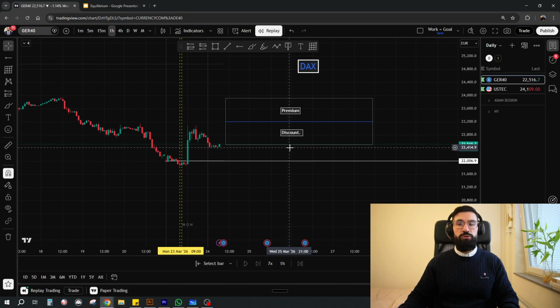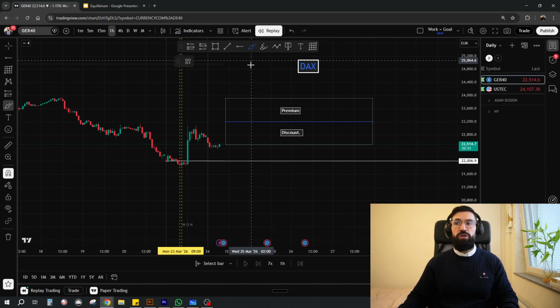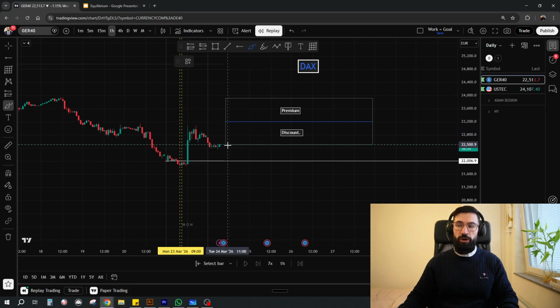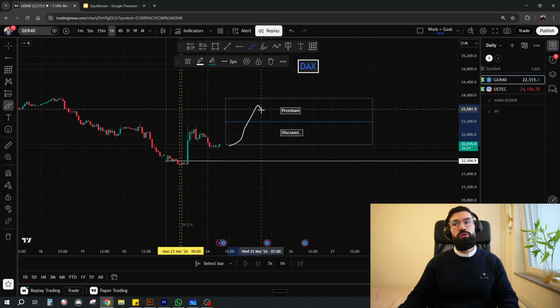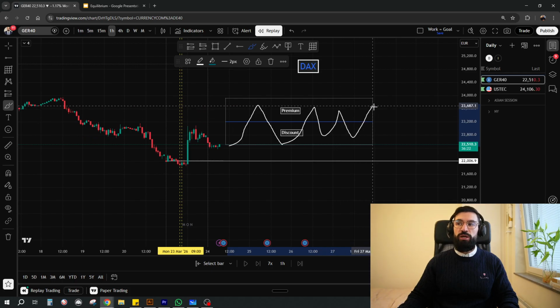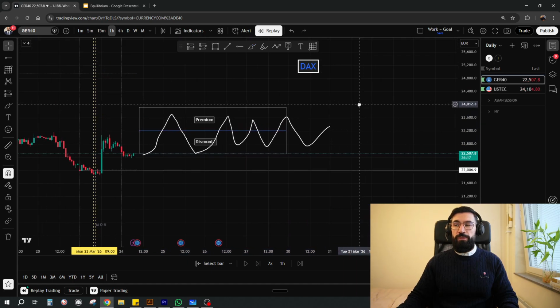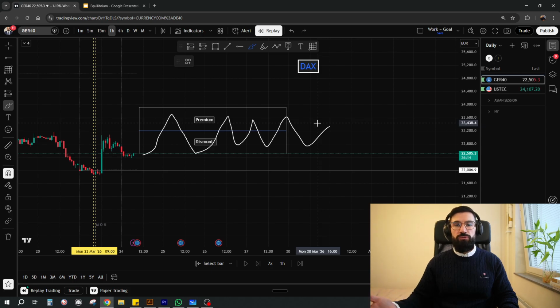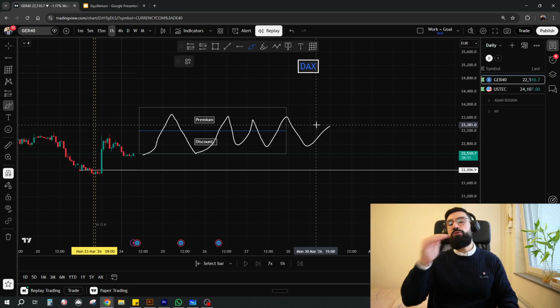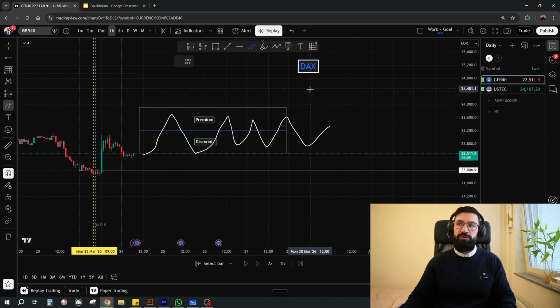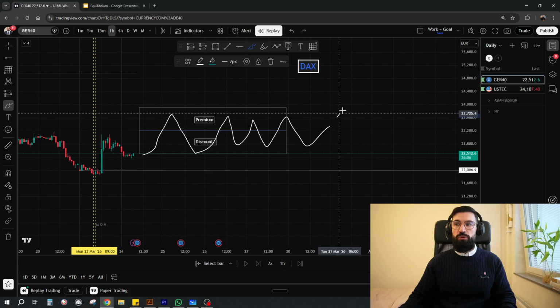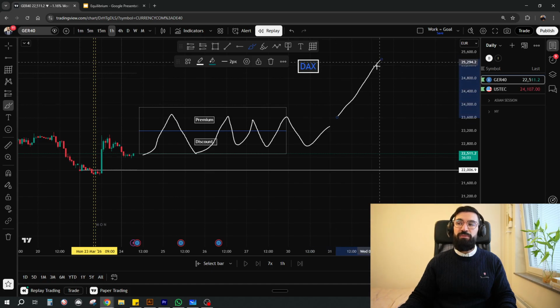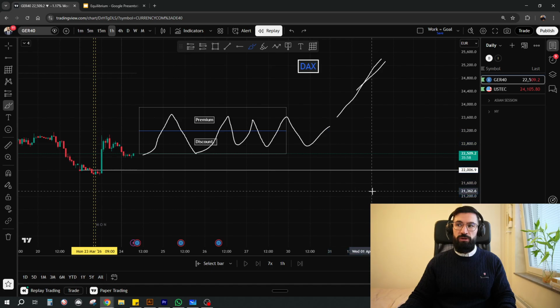What does the market usually want to do? This is how we should think. The market in a discount goes to premium, and then in a premium goes to discount, and in a discount goes to premium, and it zigzags its way along until it balances itself out. And sometimes it breaks through the premium and continues and makes a new higher high, or it breaks through the discount and makes a new lower low.